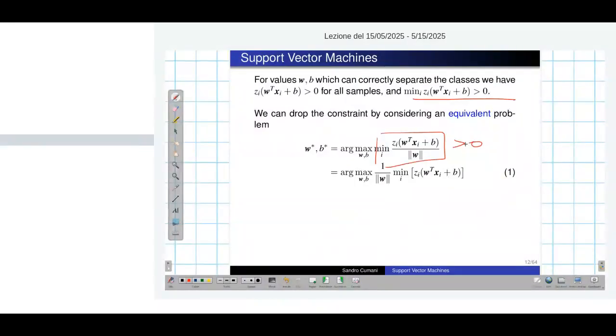A solution that misclassifies at least one sample will have this value that is now negative, because one of the points will have a negative zi times the score. And I know there exists at least one correctly classifying hyperplane, so I know that all planes that do not correctly classify my samples cannot be the optimal solution of this problem, because they would give me a negative objective while I know that there exist W's that provide a positive value for the objective function. So the values that give me a negative objective function cannot be maximizers of the objective function.